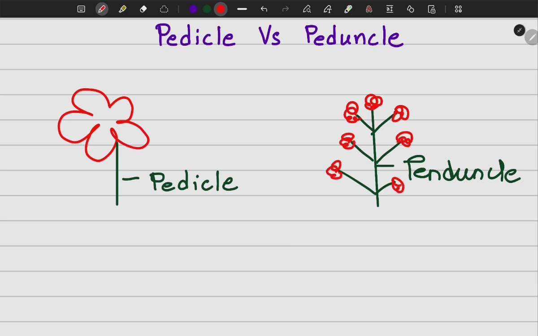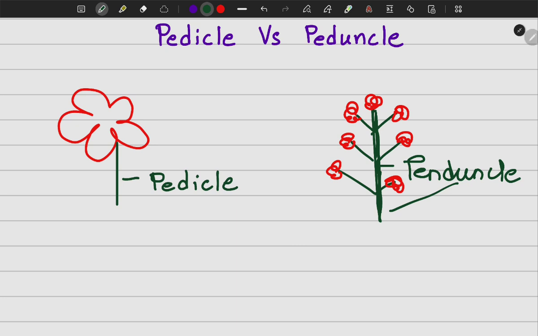This peduncle is actually the main stalk in the inflorescence, which connects all these small florets. This main stalk that connects all these multiple flower clusters, this middle one, is called the peduncle. Alright, so the pedicel is usually associated with a single flower, whereas the peduncle can support a single flower or a cluster of flowers called an inflorescence.